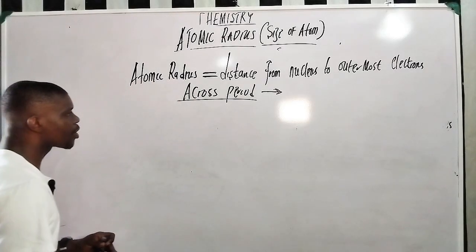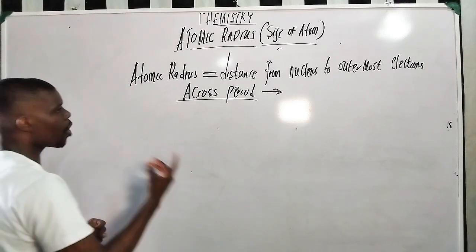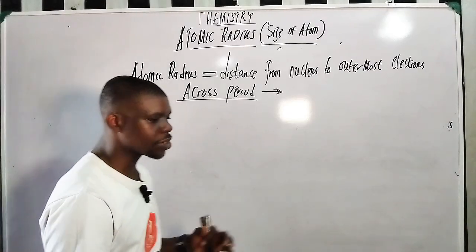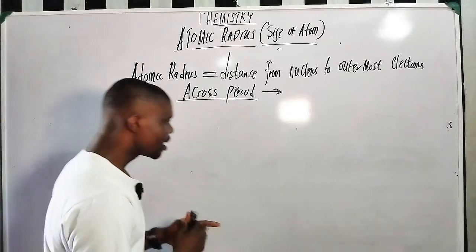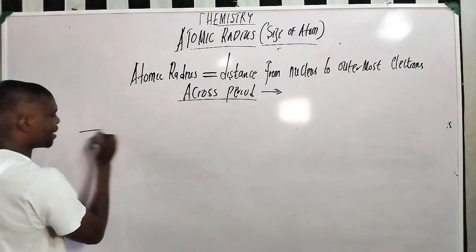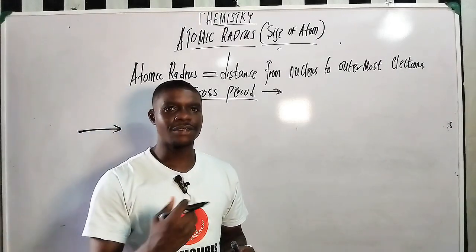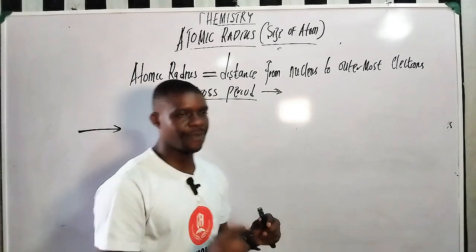Now let's look at what happens across periods. What is the periodic trend of atomic radius across a period? Remember, when we talk about across a period, I told you that elements in the same period have the same number of shells. Let me explain to you here.